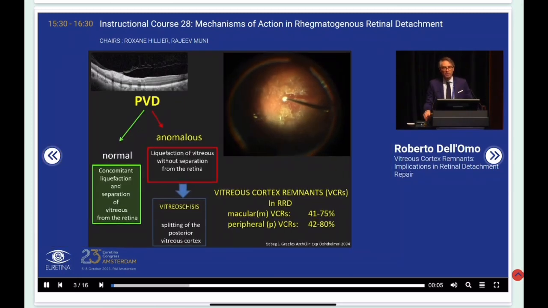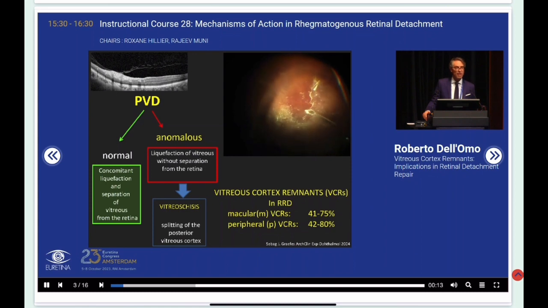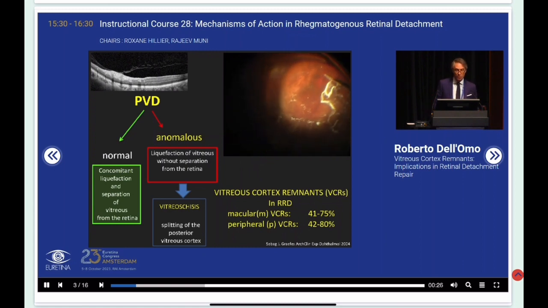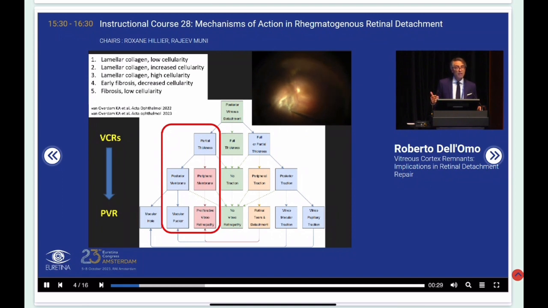Okay. So anomalous PVD can be associated with vitreoschisis, and vitreoschisis can result in some remnants of vitreous cortex very tightly attached to the retina. These cortex remnants can be found at the macula or at the periphery in about 70% of cases with the primary rhegmatogenous retinal detachment. These VCRs are very important because they have been associated to primary reattachment failure in a patient with a rhegmatogenous retinal detachment and also with the development of macular pucker.